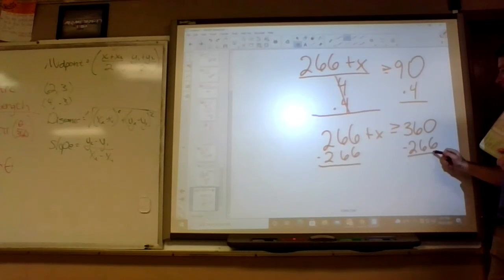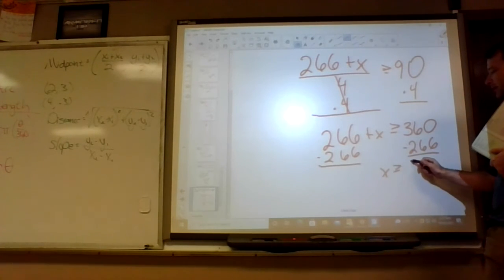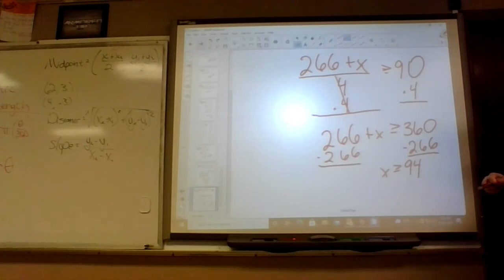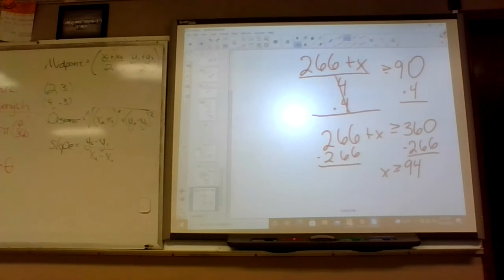Okay, x is greater than or equal to 94. What does that mean on this problem? It's greater than or equal to. It has to be bigger. That's the minimum of the test grade. Yes, he needs to get at least a 94 on his test.